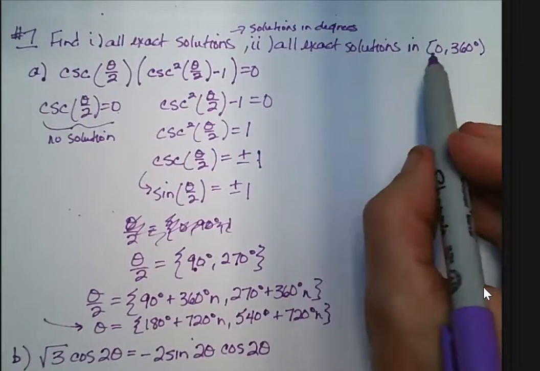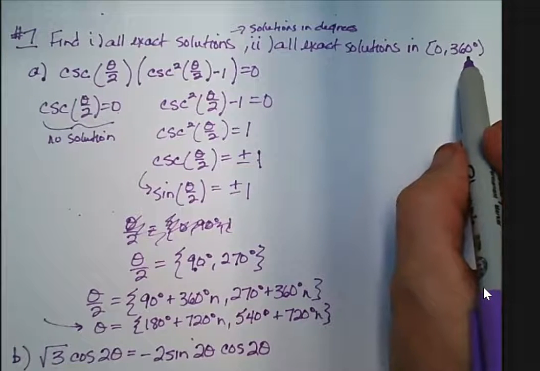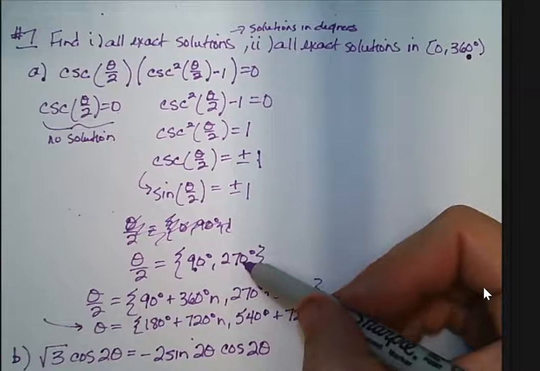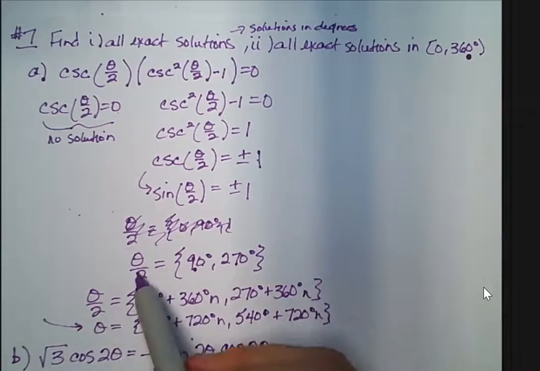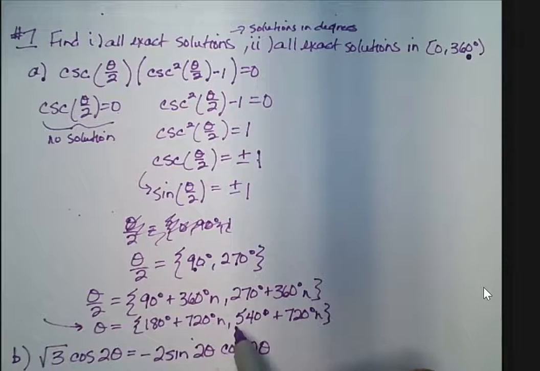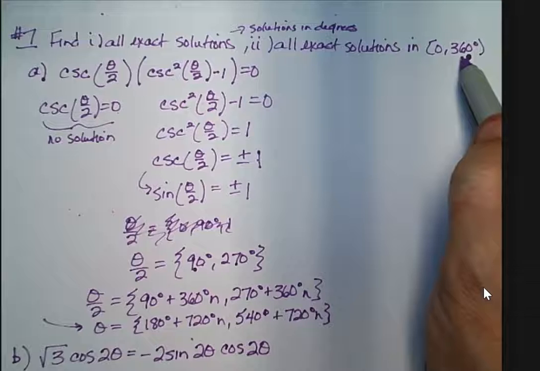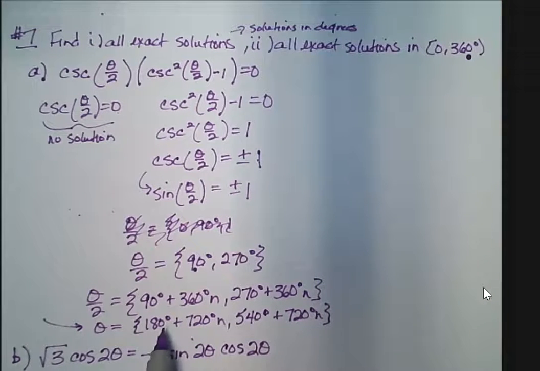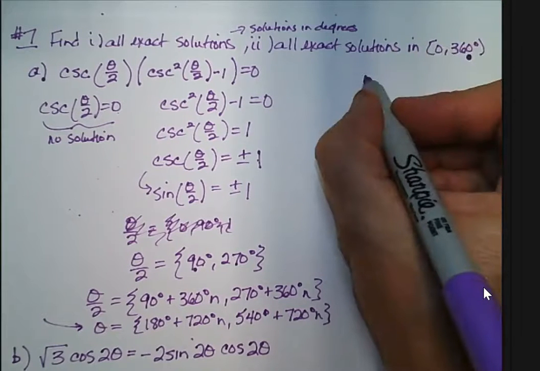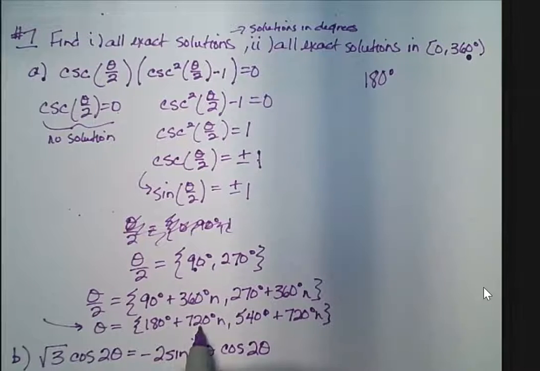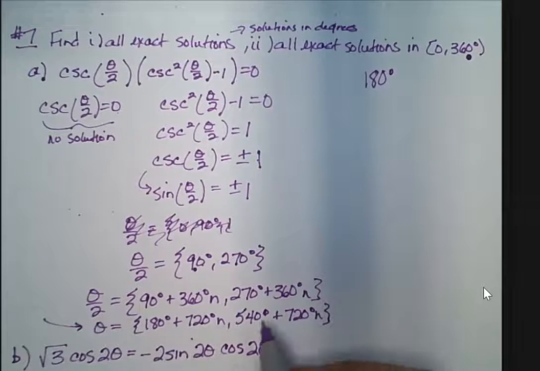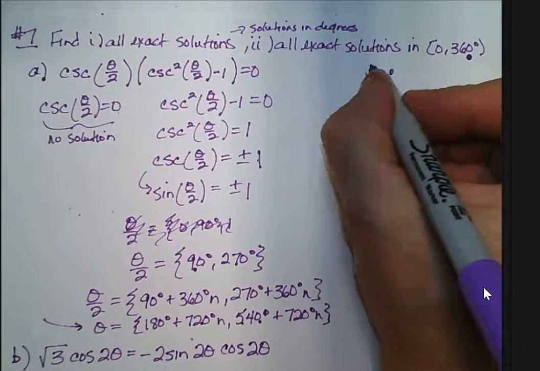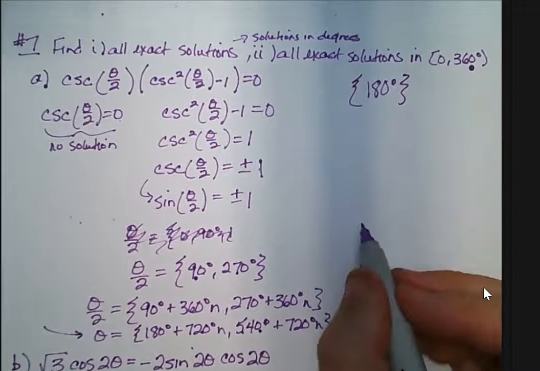Now, if we want to find all the exact solutions just between 0 and 360, again, since we had 2 solutions here, we can think of it that we're going to have half as many when we solve for theta in between 0 and 360 degrees. If we look at these two, if we're just looking for things that are between 0 and 360, we'd have the 180. If we add 720 degrees to that, we won't get something that's less than 360. So that would be all we'd get from that one. And for this one, this is already over 360 degrees. So this is the only solution that we get between 0 and 360.